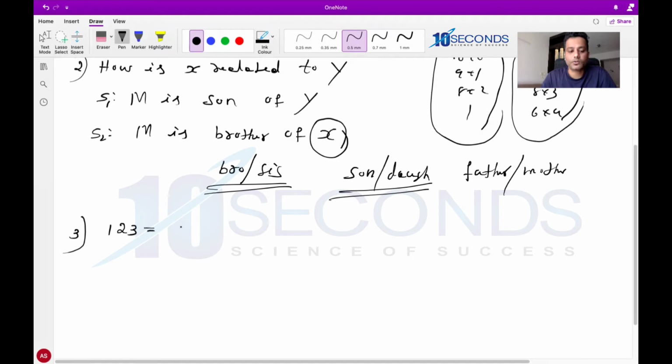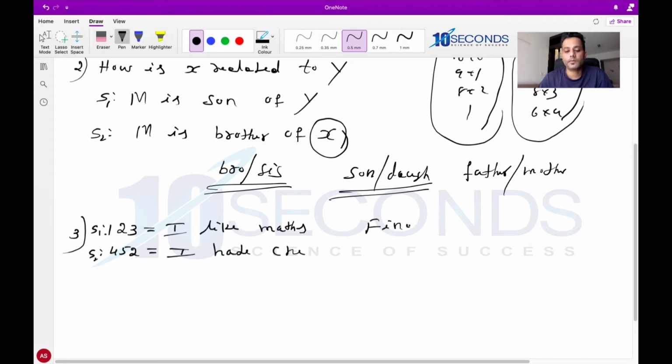123 equals I like mathematics. 452 equals I hate chemistry. These are the statements. Now the question is: find 2. Statements are: 123 is I like mathematics, 452 is I hate chemistry.